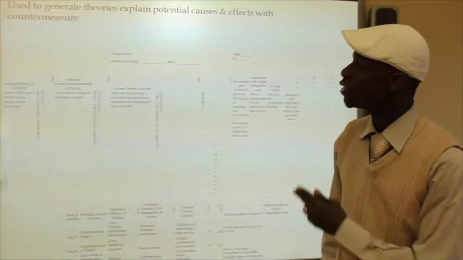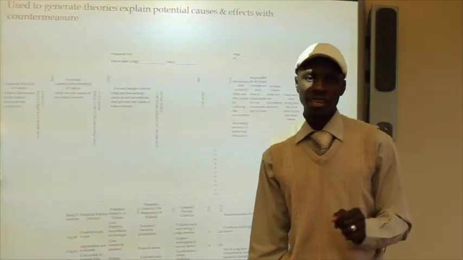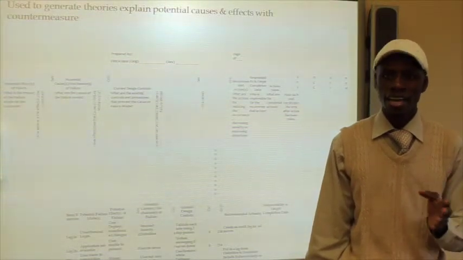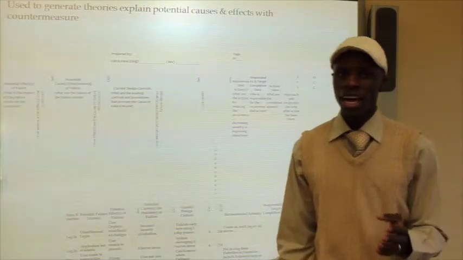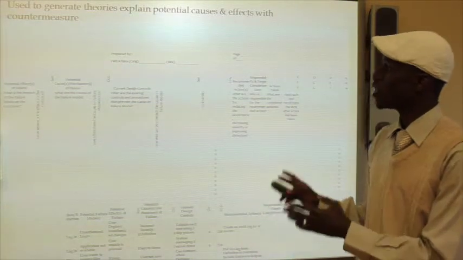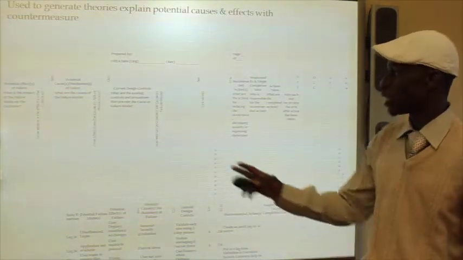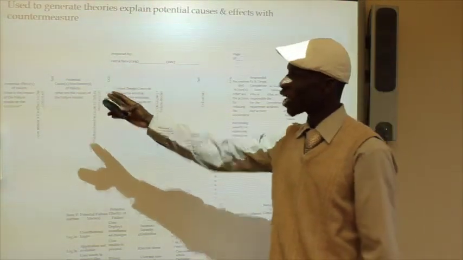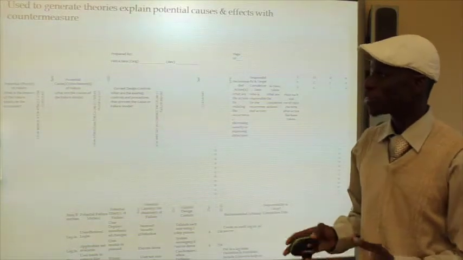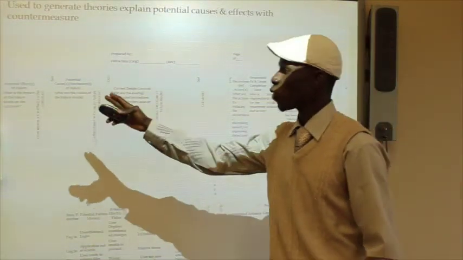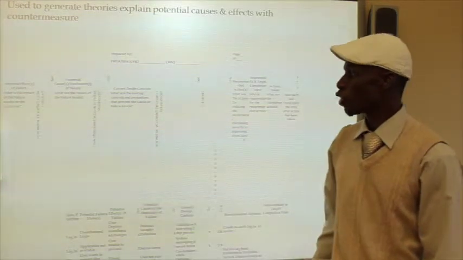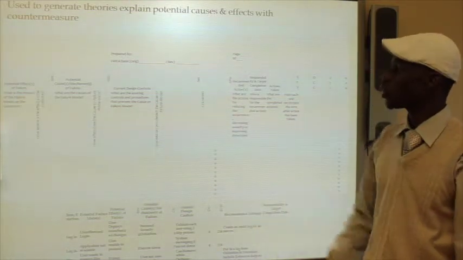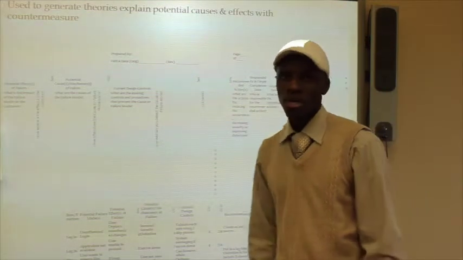As you can see, this is an example of FMEA that is used to generate theories, and explain potential causes and effects with countermeasures. And you actually need to fill out this table with the information needed. For example, you can see here it is asking you about the potential effect, in which they ask you what is the impact of the failure mode on the customer. So you actually need to answer all these questions in order to go on.